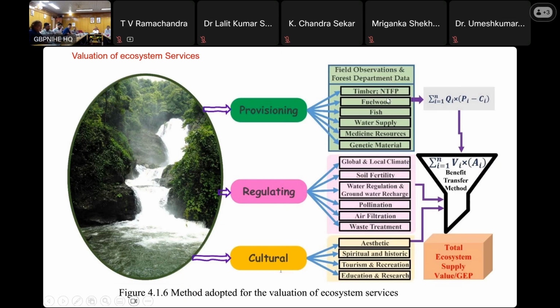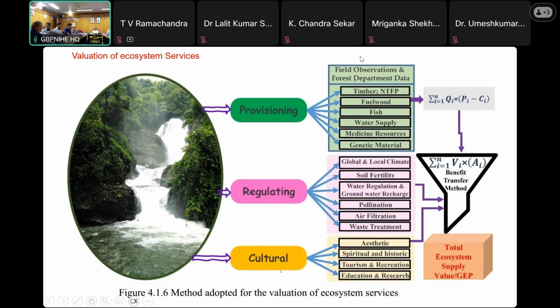Okay, now for each of the resources, we have done the quantification like that. Then we have regulating services: global and local climate, soil fertility, water regulation, pollination, air. There are some more also, but what we could do, we just considered that. We were not very ambitious. And cultural, we could do because we were working in that region for a long time. We knew the sacred groves, the aesthetic value, spiritual value and tourism, etc. So we pulled those data.